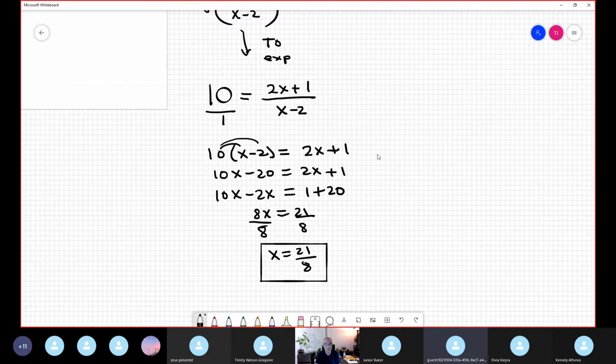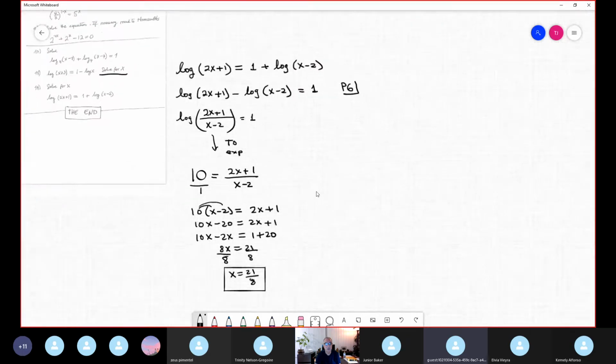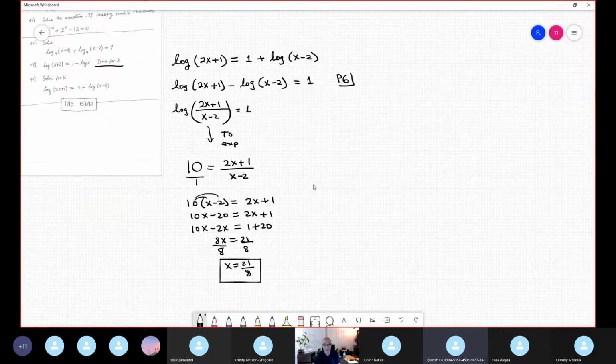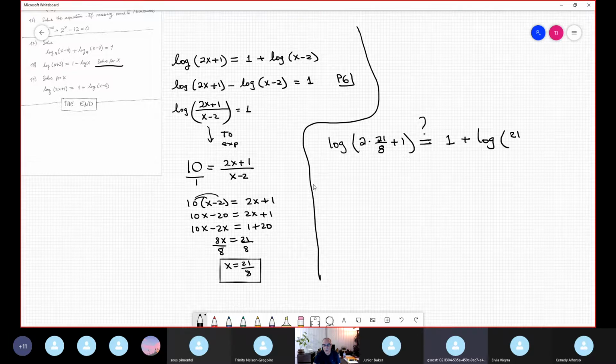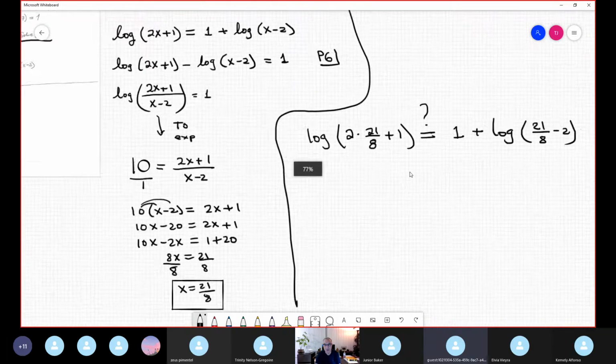I need the verification in the original. I'm going to check if this answer is correct or incorrect. You're plugging in, but it's weird because it's a fraction. But don't worry, use a calculator if you want. Logarithm of 2 times, replace x with 21 over 8, 21 over 8 plus 1. I need to prove somehow, claim, that 1 plus logarithm of 21 over 8 minus 2. I need to prove that. Okay, it's easy. Don't worry.